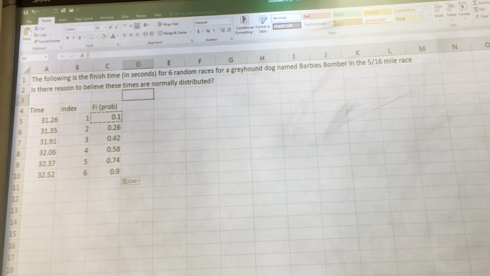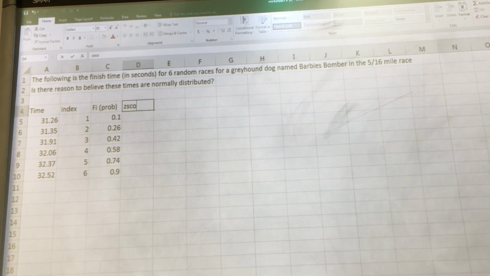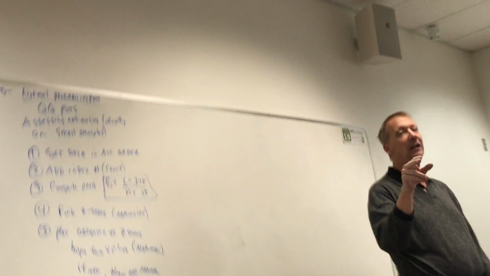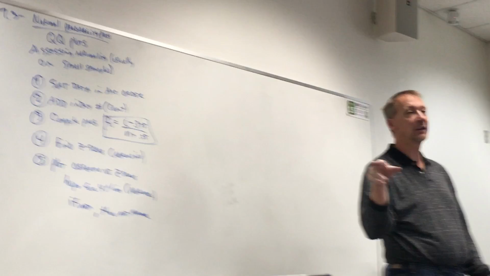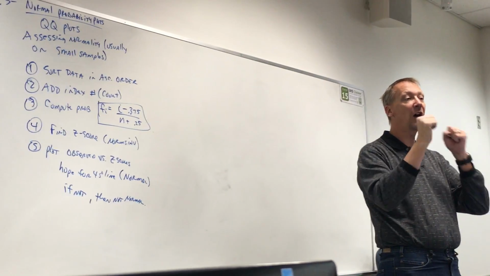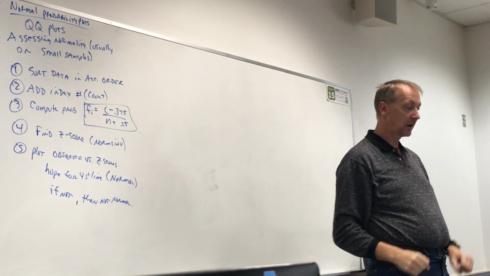Now I'm going to find my z-scores. Okay? So this is where it's really easy to get messed up. You're going to use norm S inverse, not norm S dist, okay? Norm S dist, you take a z-score, you get a probability. Norm S inverse, you take a probability, you get a z-score. So they're just opposite things, okay?